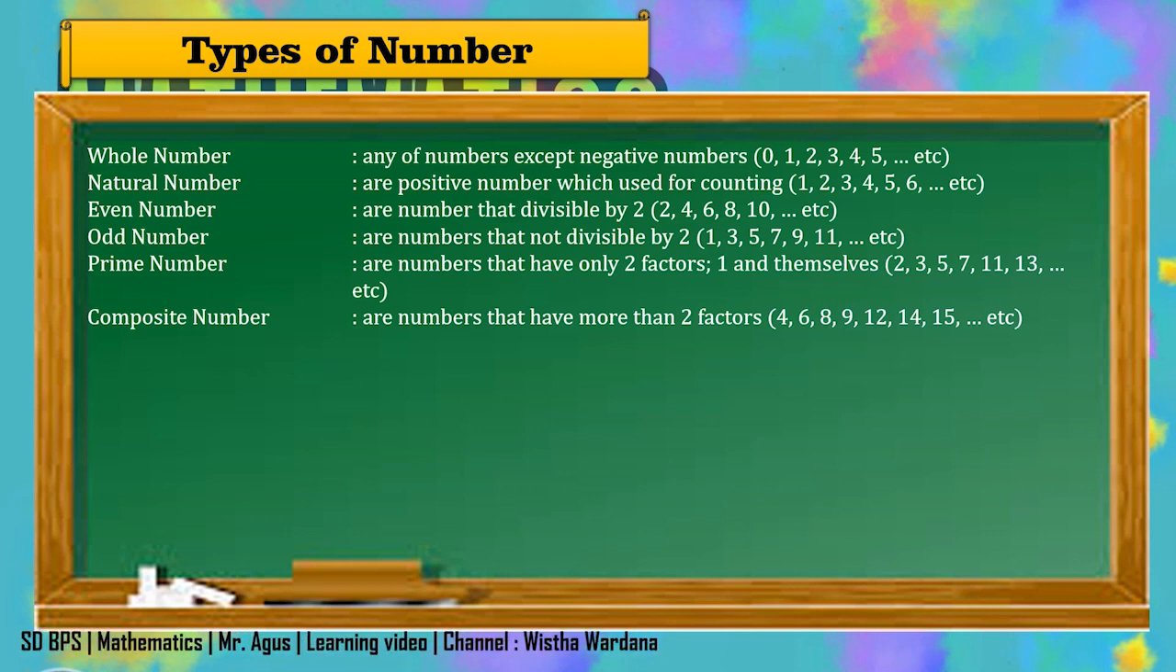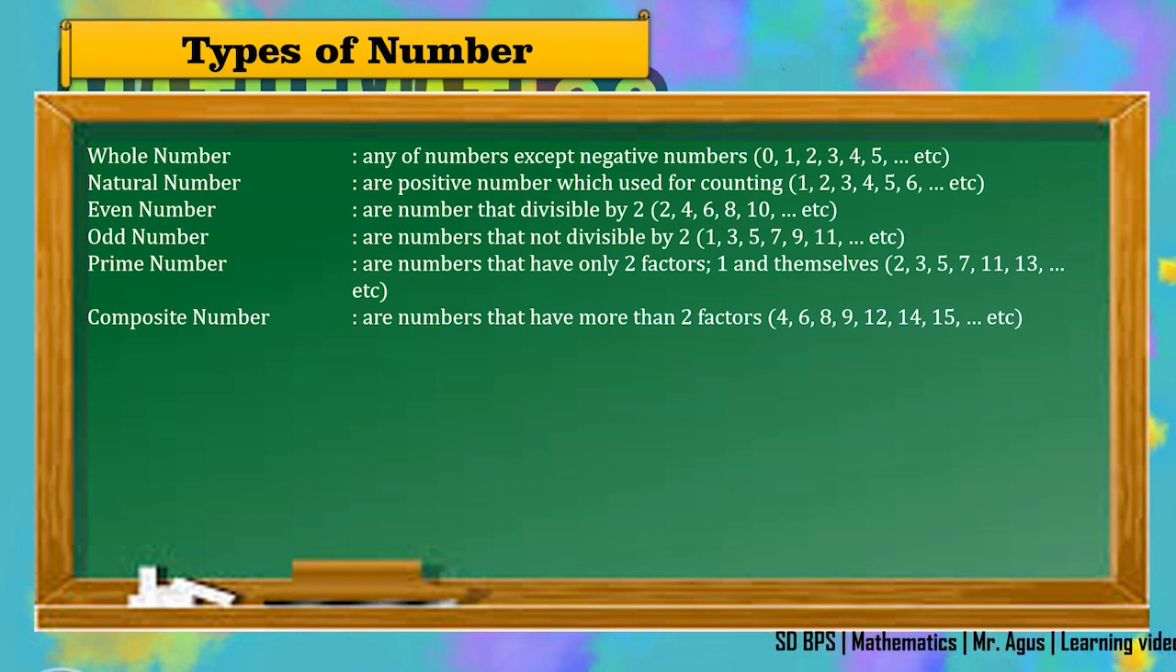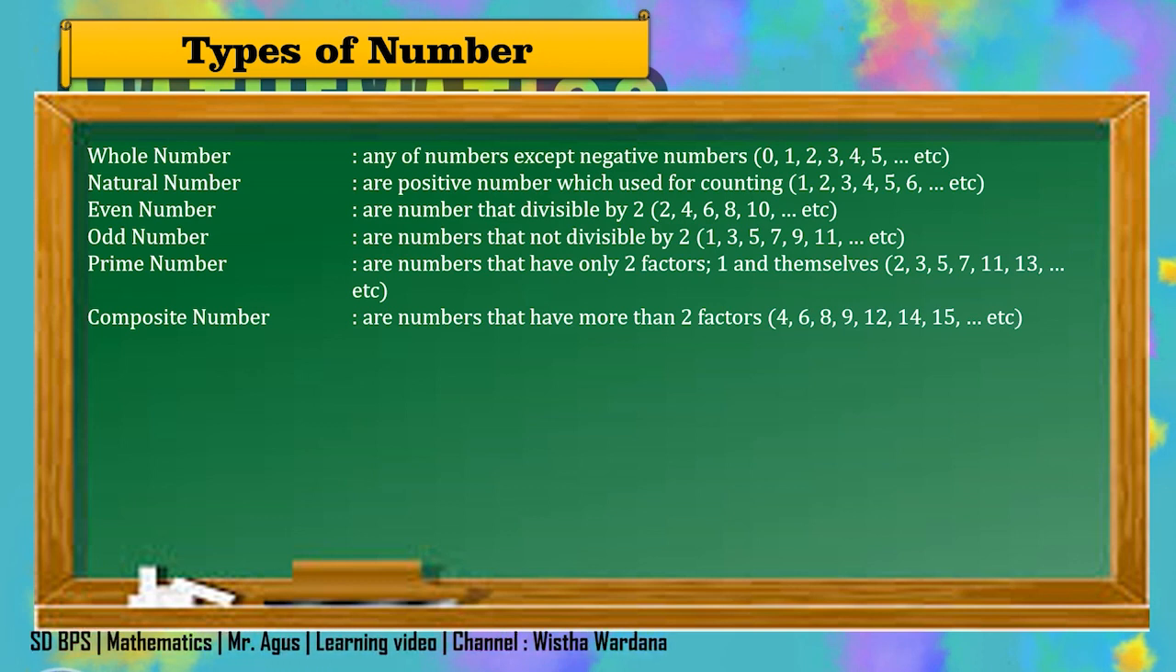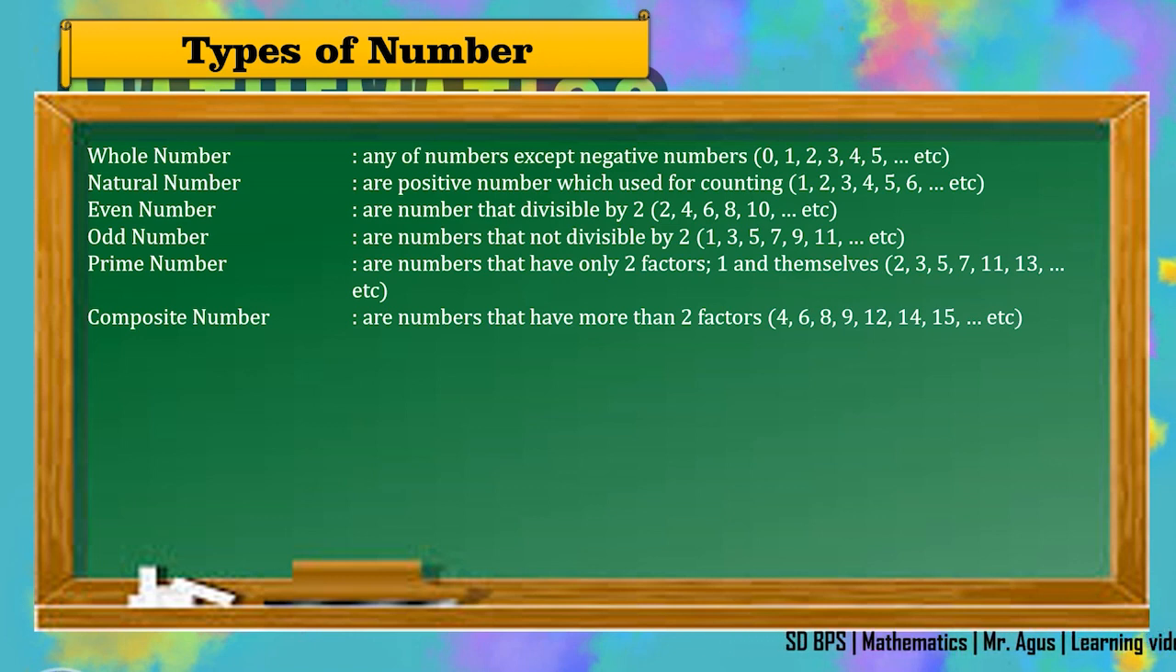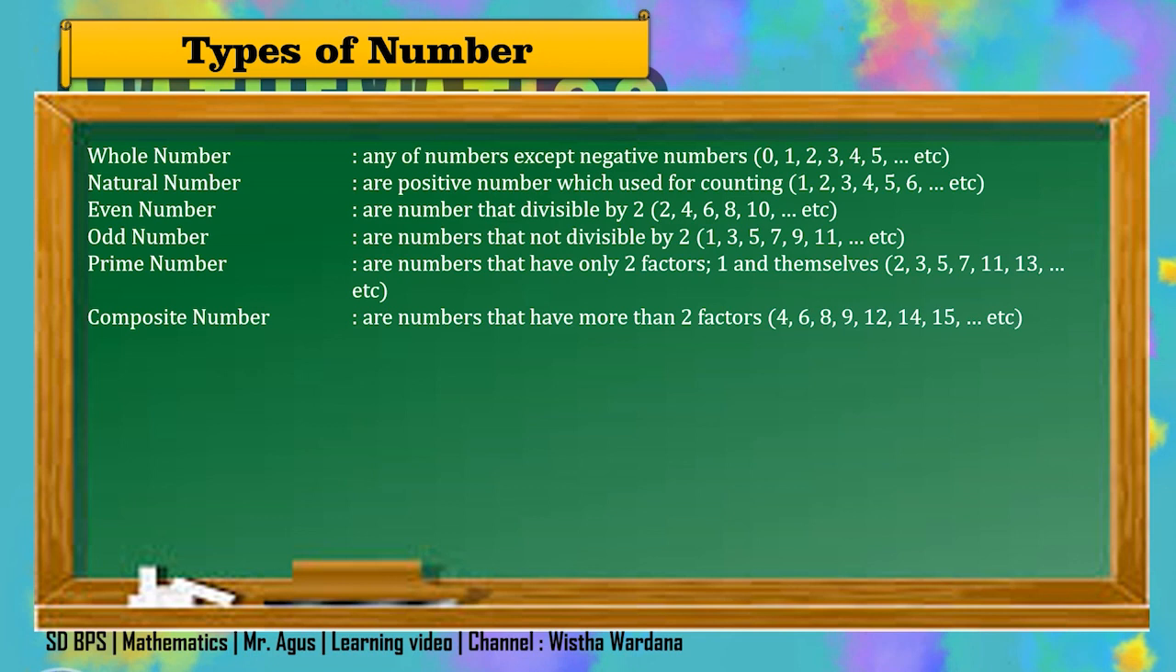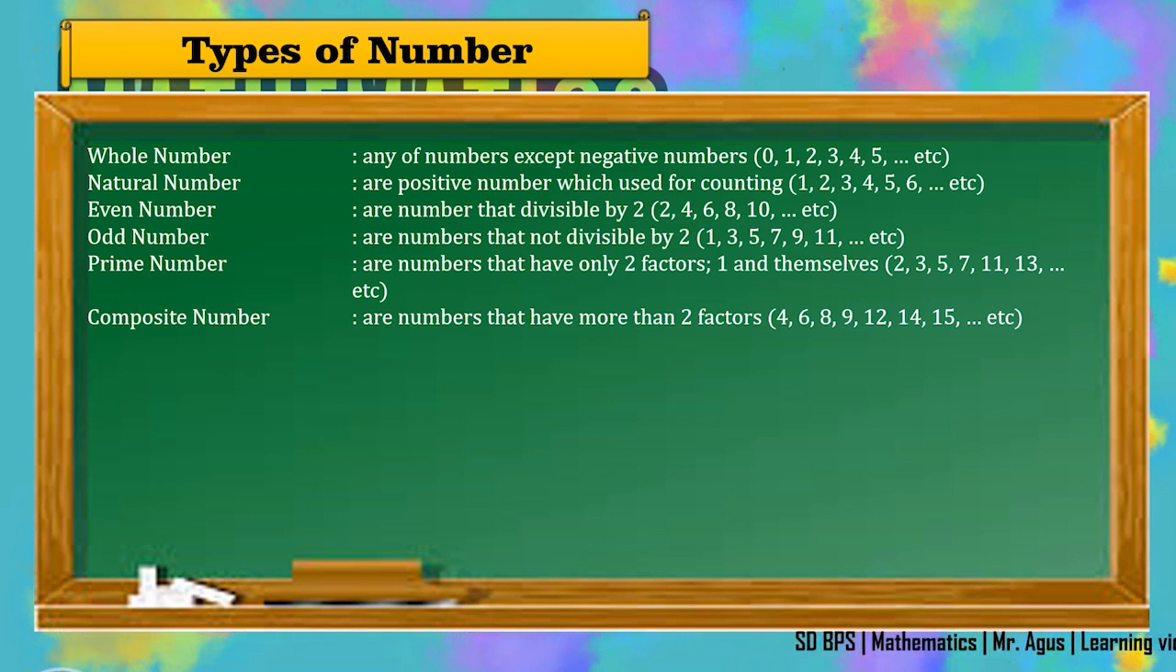And then after that, we know even number. Even numbers are the numbers that are divisible by 2, or you can say the last digit is an even number. So for example, 2, 4, 6, 8, 10, and so on. Odd number is the opposite of even number. So odd number means the number that is not divisible by 2. For example, 1, 3, 5, 7, 9, 11, and so on.